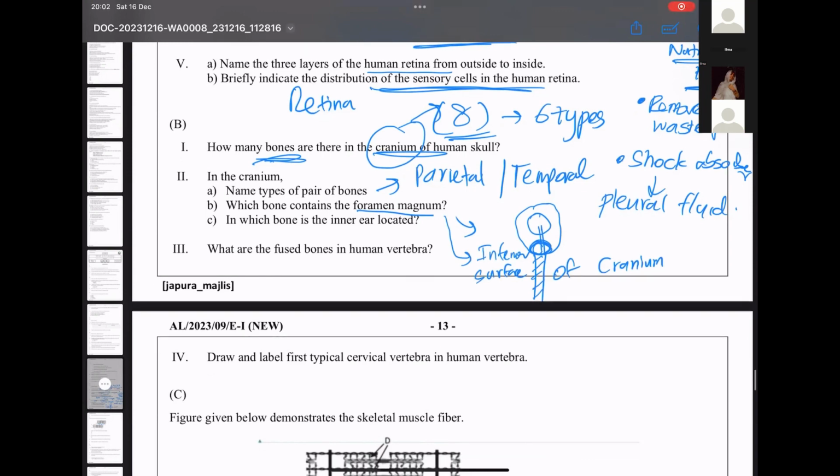Okay, in which bone is the inner ear located? All these are theory, so nothing much to remember, but a lot to remember. Temporal bone. Inner ear is located in the temporal bone. Then what's the next question?